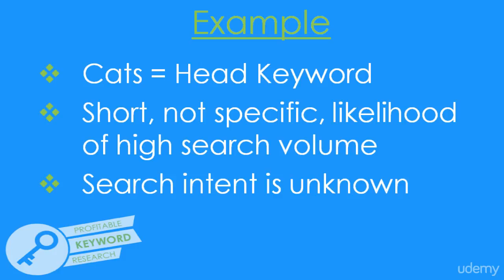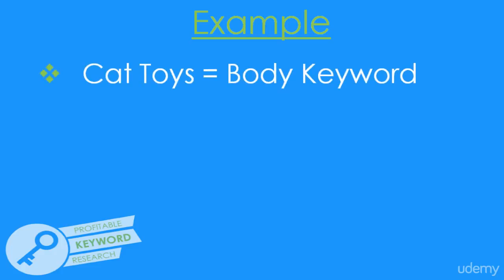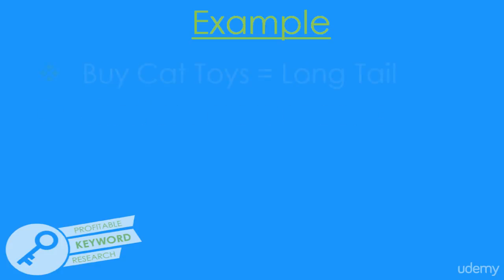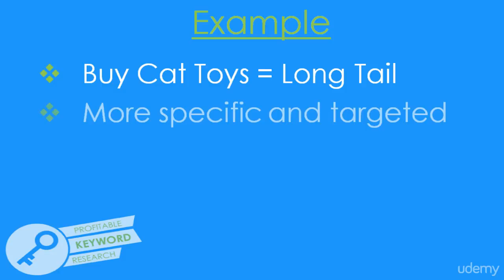That's where the body comes in. They could then type in cat toys. That starts to get a little bit more specific. Long tail, that could be buy cat toys. That could be the name of a specific cat toy. This is where they start to get more targeted, when they see that the head or targeted keywords they put into Google are not returning the results they're looking for. That's when they start to search for longer tail keywords.